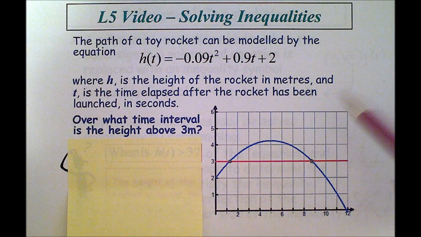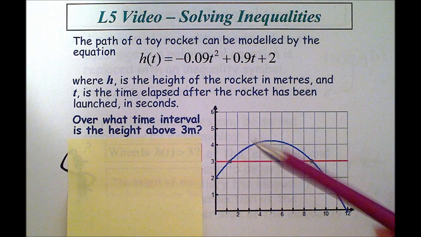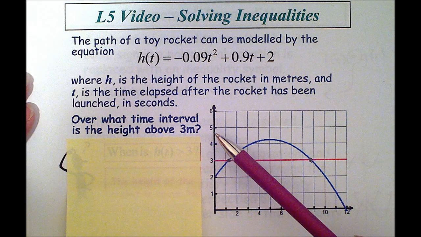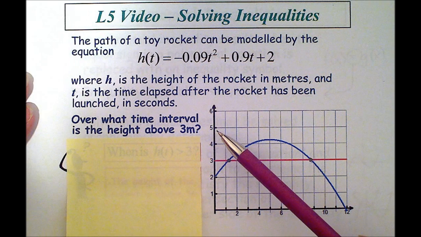And so the question we're going to try to answer about this toy rocket is over what time interval is the height above 3 meters. So we want to know when the rocket is at a height above 3 meters, and we want to know what time values this happens at.